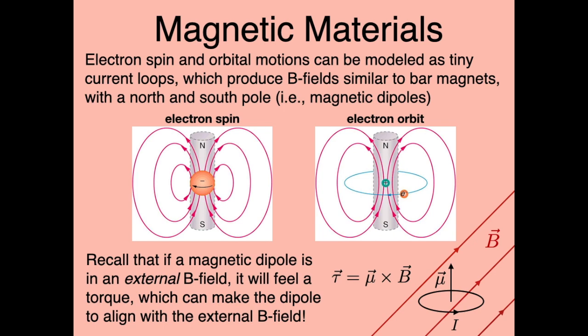We have a little current loop, and the direction of that current is shown by I. Now, remember how this works. We take our right hand and we curl that in the direction of the current, and your thumb should now be pointing straight up. That's the direction of our mu vector. That's called our magnetic dipole moment. The mu vector is pointing straight up. Then, if we want to know what the torque is, we take mu cross B.